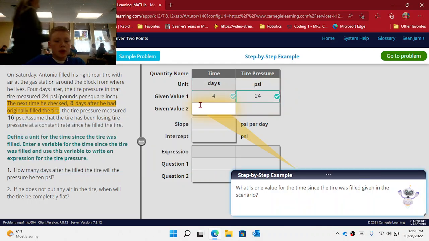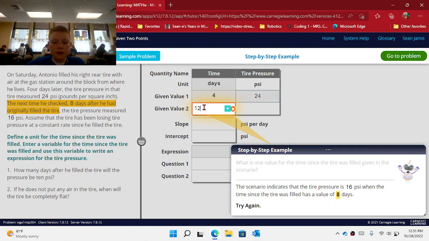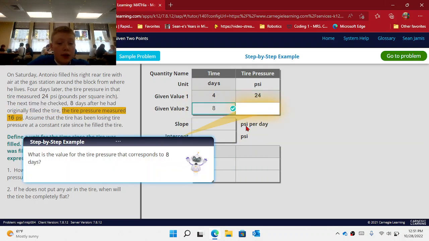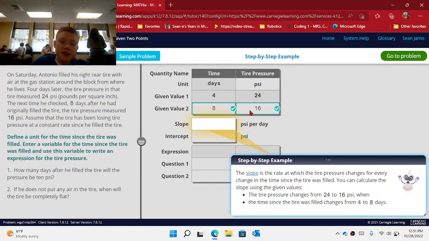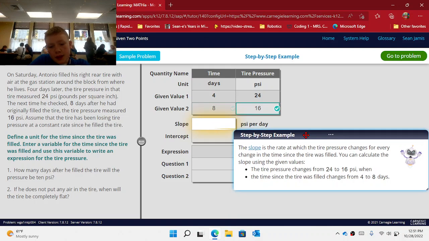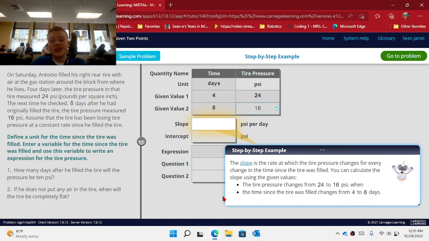25, 12, as we're adding 8. Nope, I guess it is 8, and 16. Pretty simple stuff. So this is the rate at which the tire pressure changes for every change in the time since the tire was filled. You can calculate it using the given values.